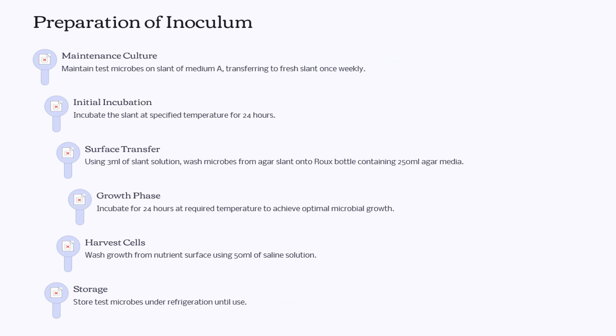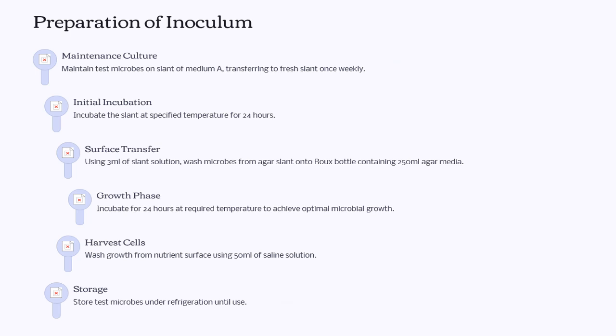The next one is preparation of inoculum. The preparation of inoculum includes several steps. First one, maintain the culture. Maintain the test microbe on slant of medium A and transfer to a fresh slant once a week. This mother culture is used as the source for preparation of inoculum.